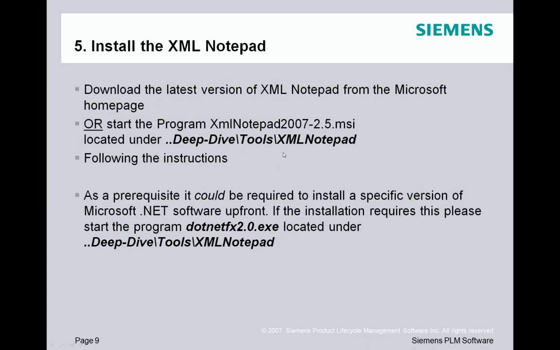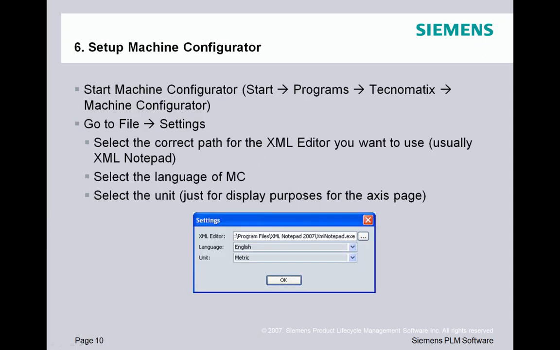For the advanced version of Machine Configurator, we're using an external XML editor. You can use your own one. You can use your favorite text editor, although this is probably not very convenient to modify XML. What we would really recommend is to use the Microsoft XML Notepad. You can use the latest version, which is 2.5. You can find it on the Microsoft website. Download, install it.